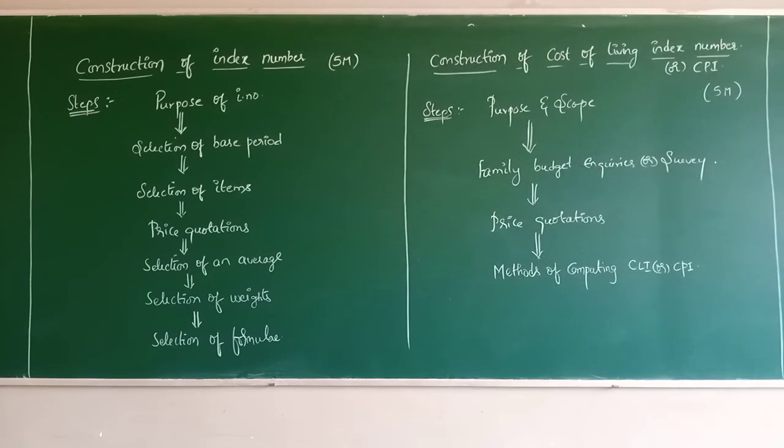Selection of base period. And the third one is selection of items or commodities. See, selection of items and commodities basically depends upon the purpose. As I said, if you know the purpose, it helps in selection of items also. If you know for what purpose you are calculating, the selection of commodities must be made in such a way that it represents the real habits, tastes, customs, traditions of the people for whom the index is meant.